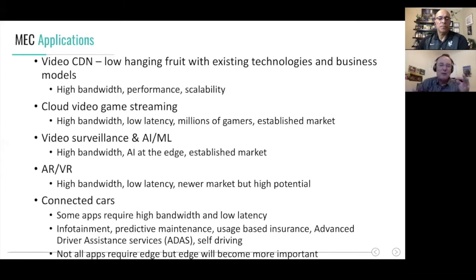But the last one we can't go without mentioning is connected cars, right? So connected cars is a big one. The holy grail of connected cars is totally self-driving cars, and there I think there's pretty well consensus that you're going to need a fair amount of edge computing capability, just because of the latency and bandwidth required to communicate with these cars. But today there are also a lot of applications. Not all of them necessarily require the edge. However, as we get more and more bandwidth, there can be more argument to use the edge.